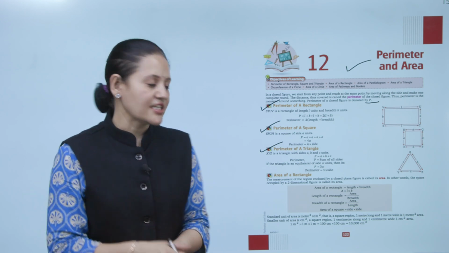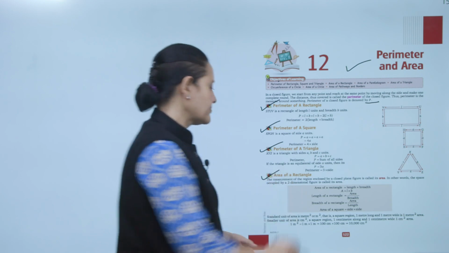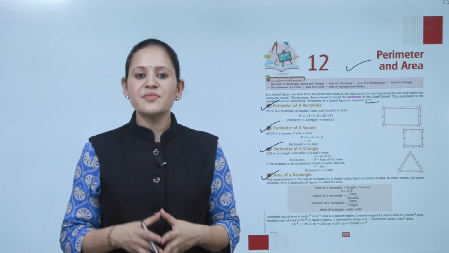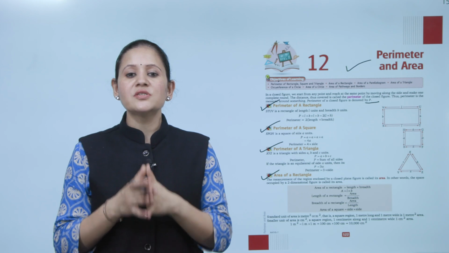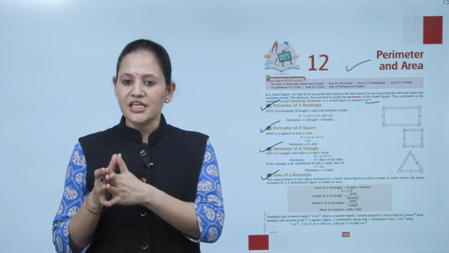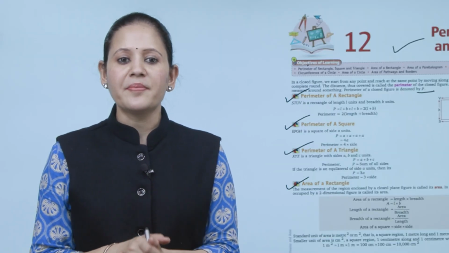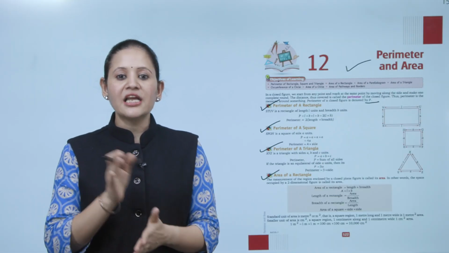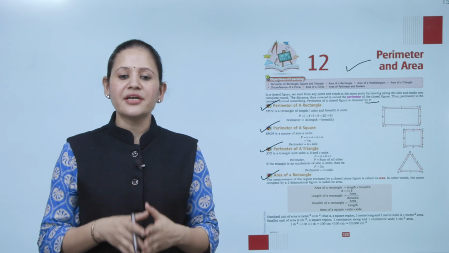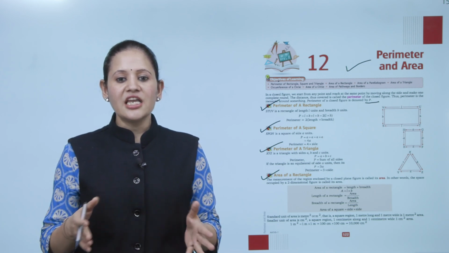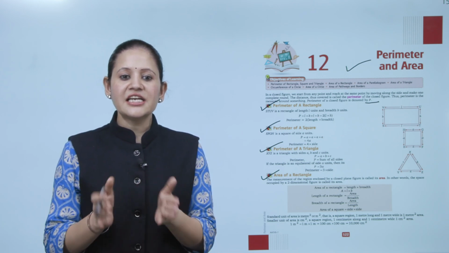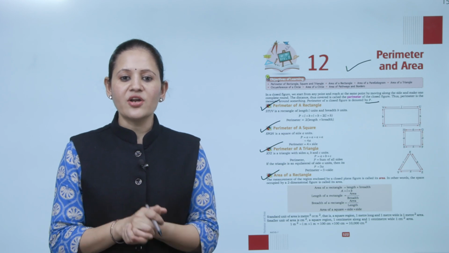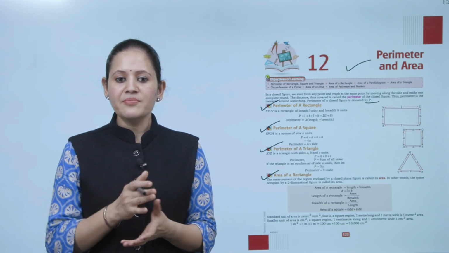Next is area of rectangle. The measurement of the region enclosed by a closed plane figure is called the area. In other words, the space occupied by a two-dimensional figure is called the area. Area of rectangle, length into breadth. Length of rectangle, area upon breadth, and breadth of rectangle, area upon length. Area of square, side into side. Standard unit of area is the meter square or m square.